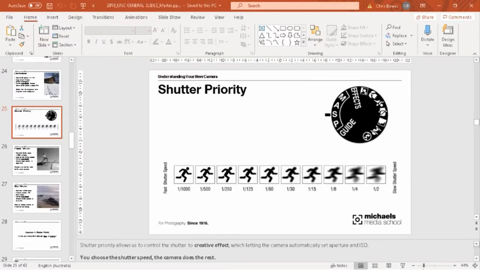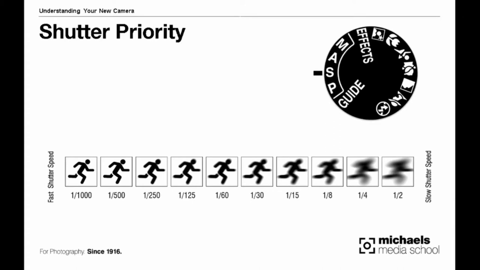This is the one I want, and we'll just pull that up a little bit bigger. Okay, so let's have a look at some of these numbers here. What we've got is fractions of a second, so a thousandth of a second, a 500th of a second, all the way up to half a second in this particular graphic here.